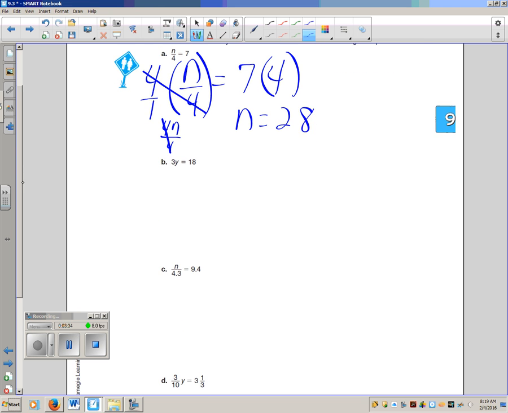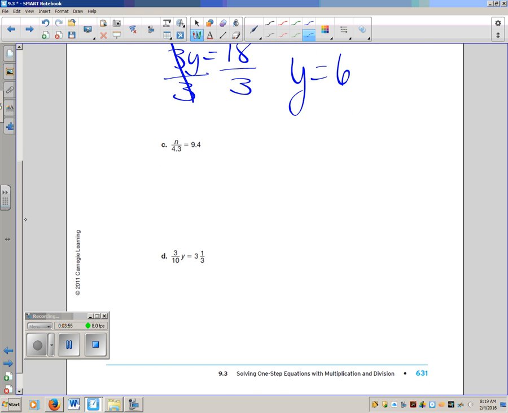B, 3y equals 18. I have to get the y by itself. 3y is multiplication. To undo multiplication, I use the inverse. So I'm going to divide by 3. 3 divided by 3 is 1, so I can just cross that out. y equals 6.